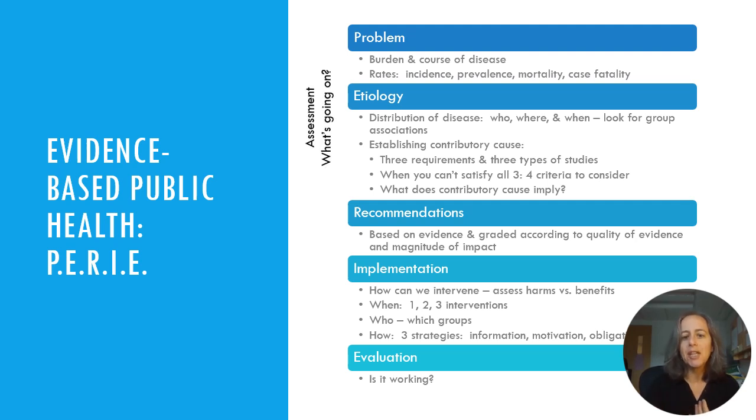So remember when we talked about the 3 steps in public health, like assessment, what's going on? Well, that's problem and etiology, figuring out what is going on and what is causing it. And then policy, what would work to help fix it or improve it? That's recommendations and implementation. And then, of course, assurance, is it working? That's evaluation. So the PERIE approach is just another way of breaking down these different functions, these different steps that we're doing.